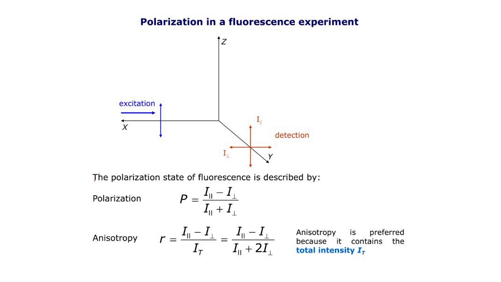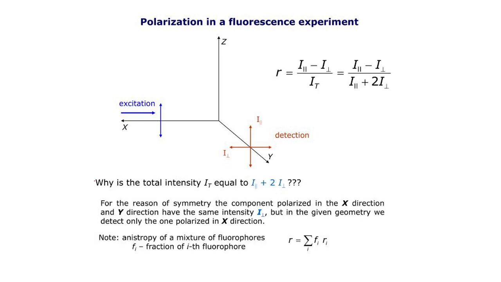So anisotropy is preferred because it contains the total intensity. Your anisotropy R can be written as the parallel intensity minus the perpendicular intensity divided by the parallel intensity plus twice the perpendicular intensity. The parallel intensity plus twice the perpendicular intensity is actually your total intensity. You can expect a few numericals from this part as well.